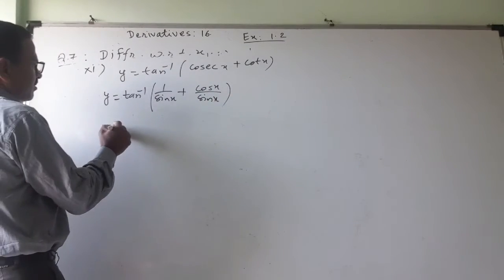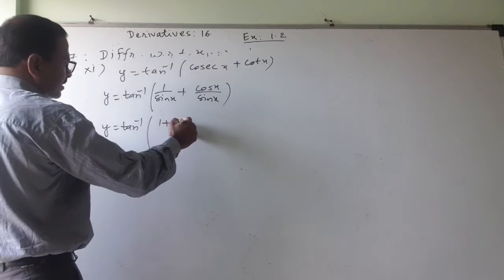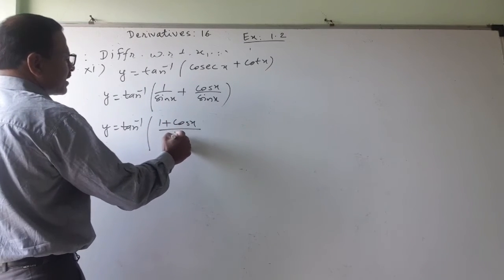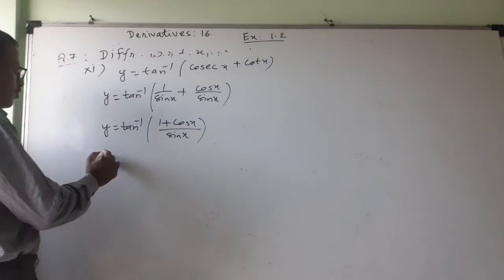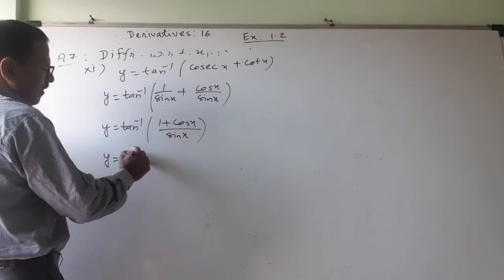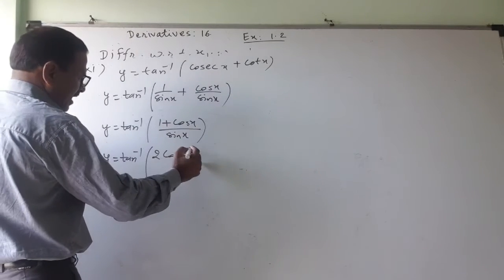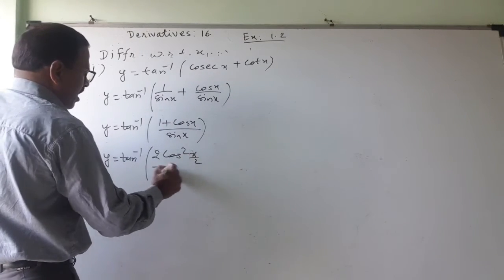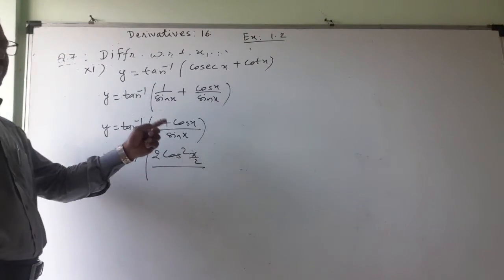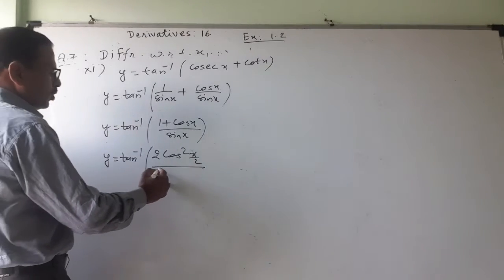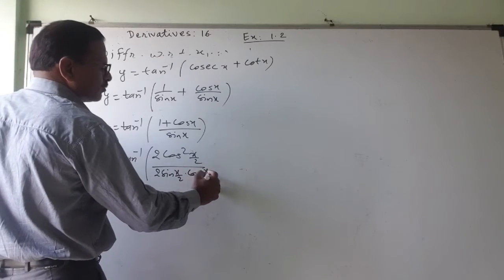So that y is equal to tan inverse of 1 plus cos x upon sine x. 1 plus cos theta means 2 cos square theta by 2. So y is equal to tan inverse of 1 plus cos x is 2 cos square x by 2, upon sine of 2x by 2, half angle formula, or sine of x by 2 plus x by 2. So 2 sine x by 2 into cos of x by 2.